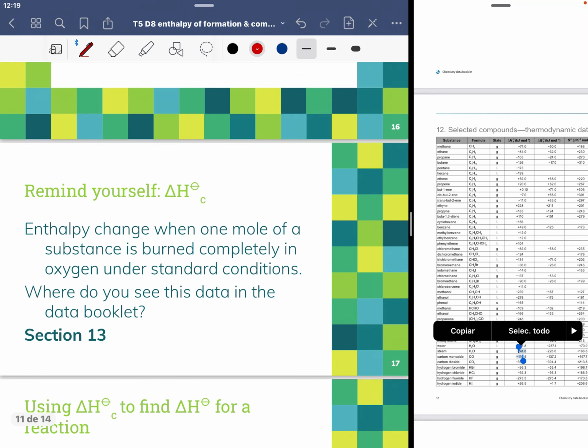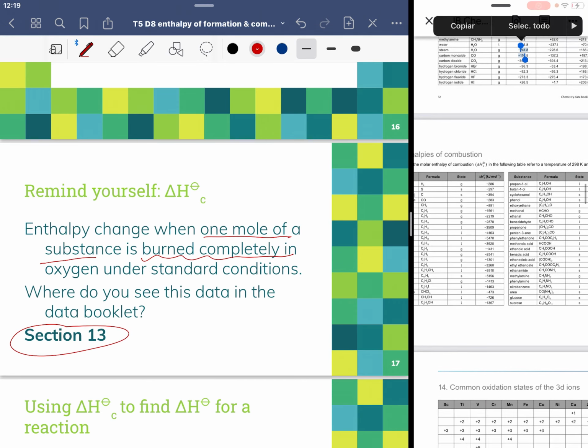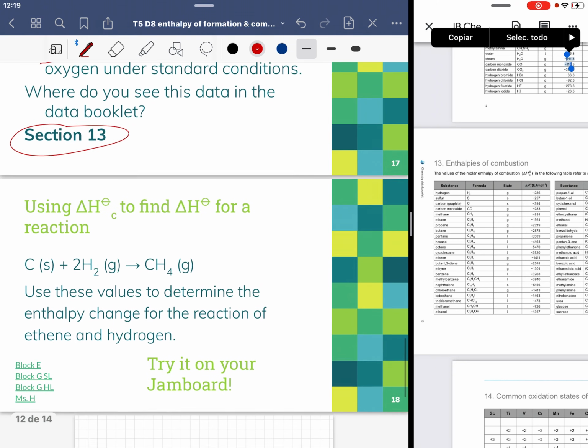Enthalpy of combustion. Enthalpy of combustion is when 1 mole of a substance is burned completely under standard conditions. Where do you see this data? Section 13. So let's go ahead, move along to section 13.